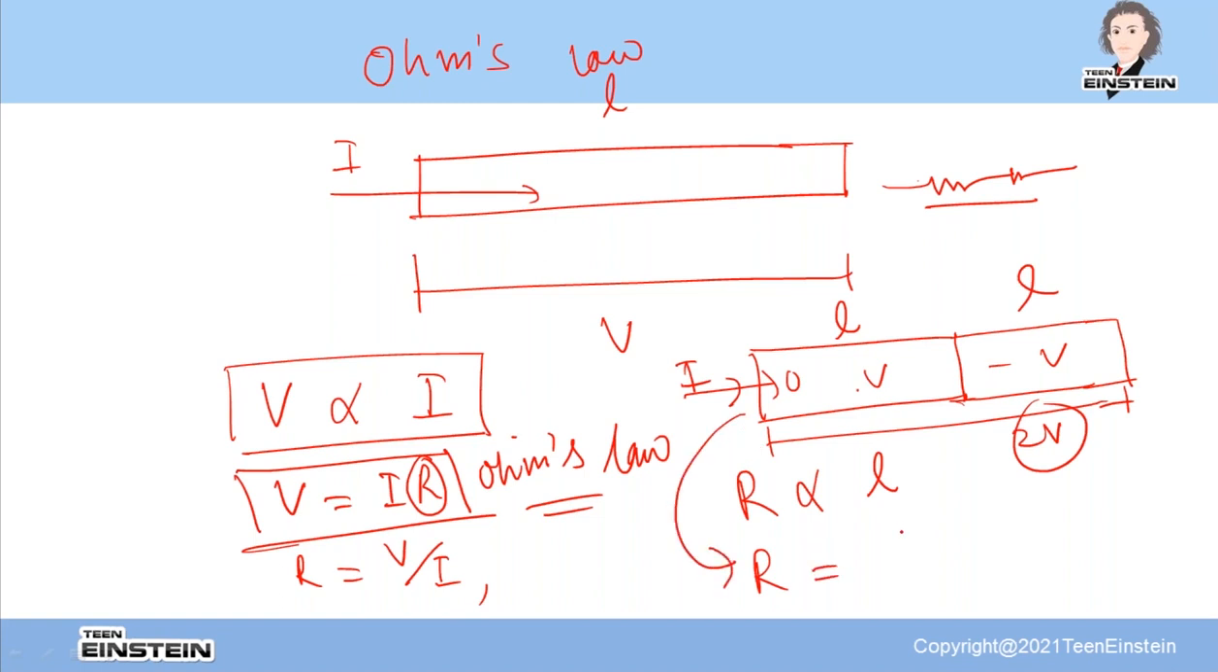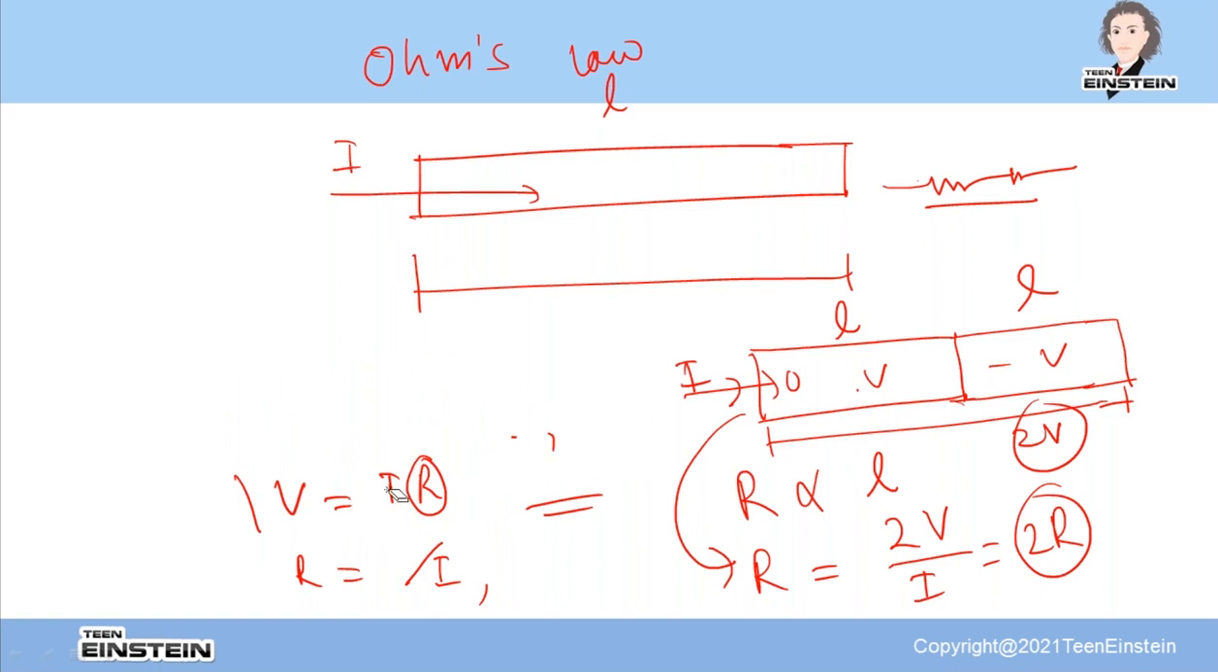So for resistance, I have 2V potential over the current, while V by I is equal to R. So when you have the length 2L, you get resistance 2R. What we can say from here is that the resistance is proportional to the length. That means if you increase the length of the conductor, you get more resistance. This is proportional to R.